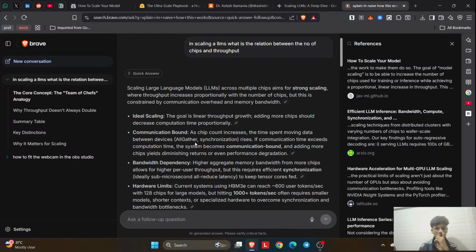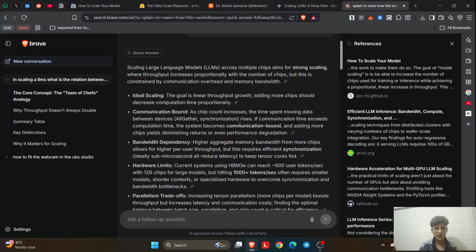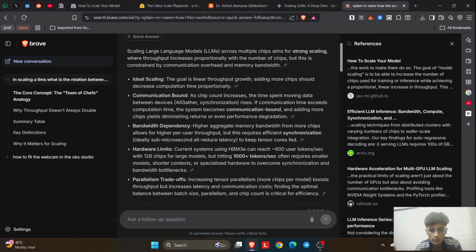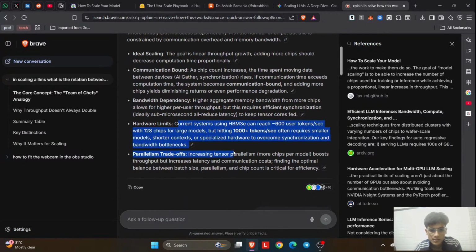Communication bound. As the chip count increases, so does the time spent moving data between devices. If communication time exceeds computation time, the system becomes communication bound, and adding more chips yields diminishing returns or even performance degradation. Bandwidth dependency and aggregate memory. Hardware limits. Current systems using HBM3 can reach 600 user tokens per second with 128 chips for large models, but hitting 1000 tokens per second often requires smaller models.